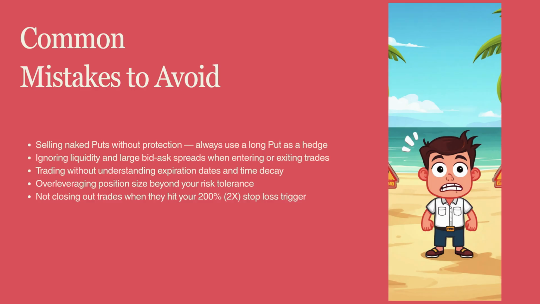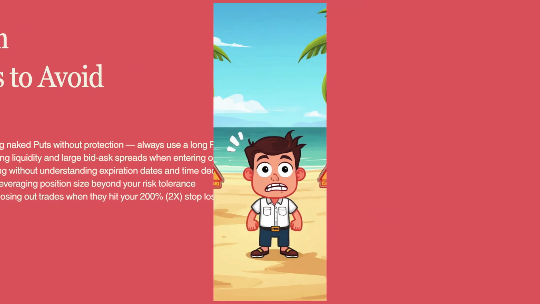You have positions that are beyond your risk tolerance so that when you do lose on them, you have an outside loss that you cannot stomach. And also not closing out your trades when they hit your stop loss. We use the 200%. Many people use their own number, whatever that might be, and then they don't stick to the discipline in their trade and they go past that stop loss. That's a key psychological barrier that you need to overcome.